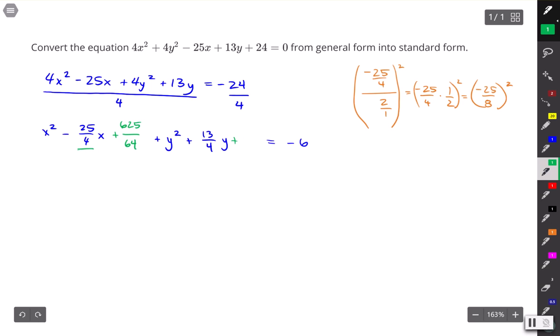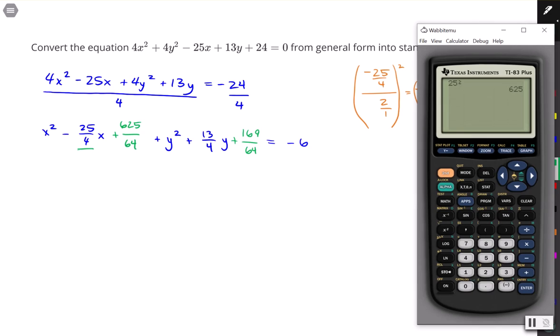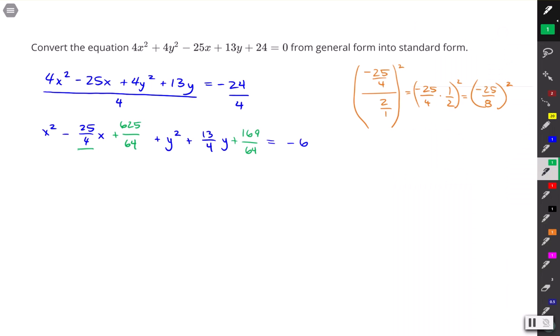Now completing the square on the next term. The same sort of thing is going to happen. When I take 13 fourths divided by 2, it's going to end up being 13 eighths. So when I square that, it will be 169 over 64. And let me just double check that number as well. So 13 squared, yep, that's right. Now, I can't add these values to this side of the equation without doing the same to the other side. So 625 over 64 plus 169 over 64.